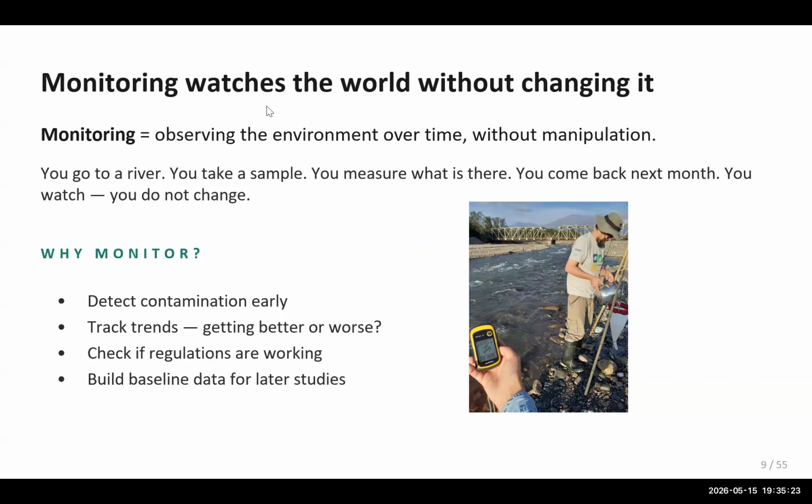So why do we do this? This is because of 4 main reasons. To detect contamination early, to track any trends. Is the pollution getting better or worse over time? To check if regulations are working, and also to build any baseline data for future studies. Without monitoring, we have no idea what is happening in the environment.